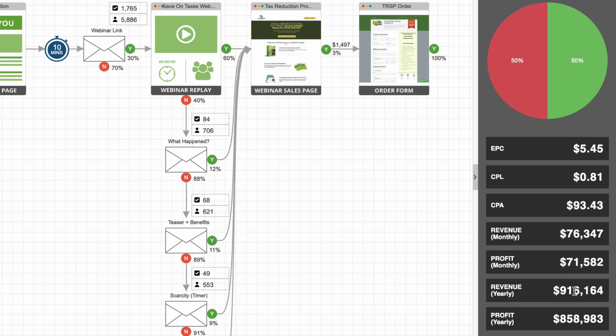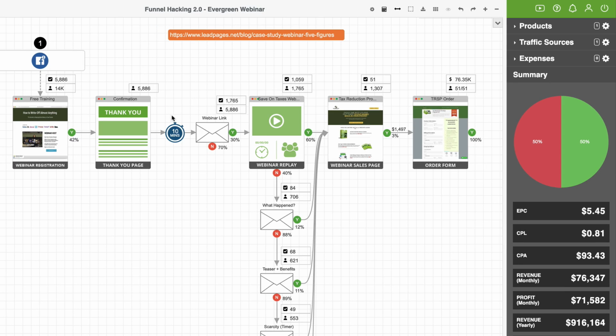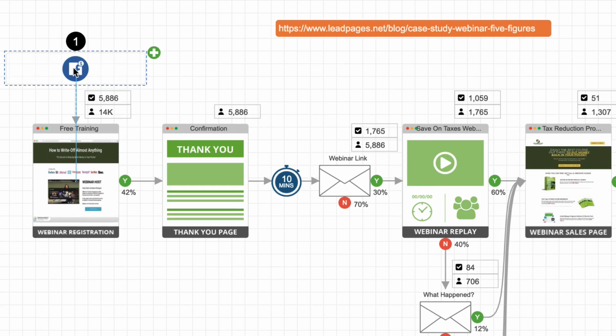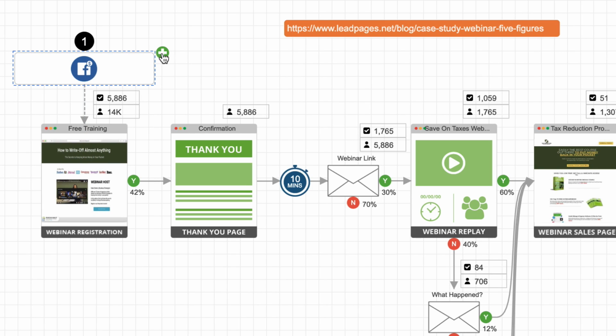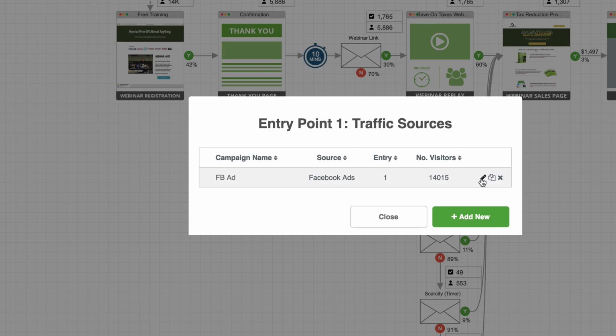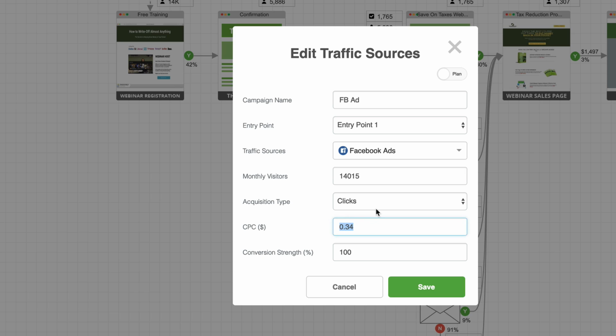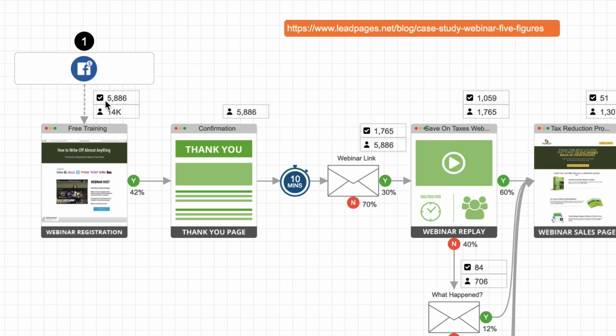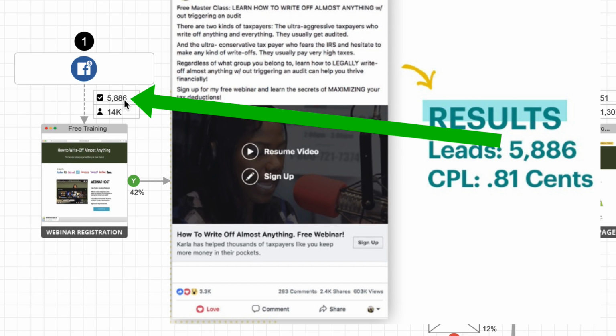You can see here that equals a nice, healthy $858,000 business. That's profit, right? That's money in the bank. When we go through the process, we can see that 42% of people actually registered for the webinar. So out of 14,000 clicks we generated from Facebook, and we know based upon the numbers they gave us in the article that we are paying 34 cents per click, that means we need 14,015 monthly visitors to make the math work to get ourselves 5,886 leads.